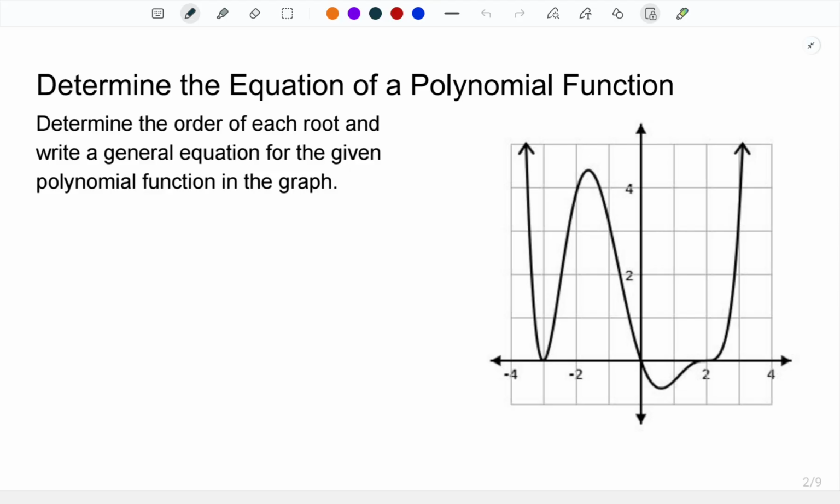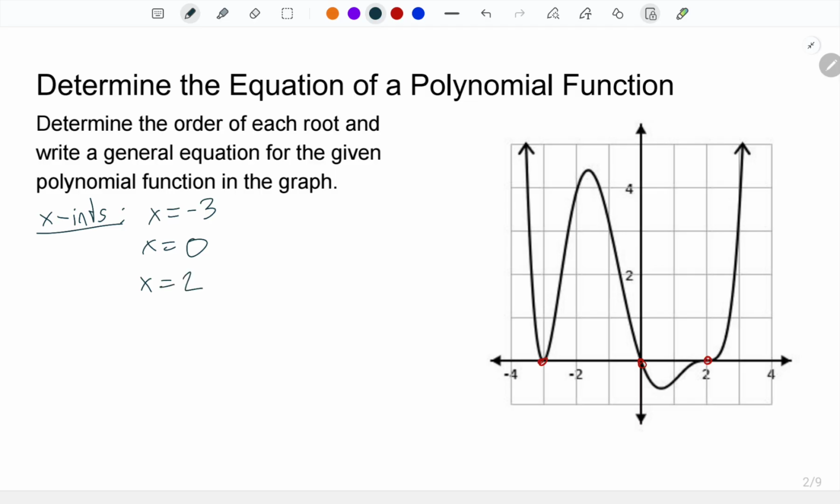So if we take a look at our graph, we can see that we have x-intercepts. We have an x-intercept of -3, 0, and 2. So let's just write those down. So -3, 0, and 2.